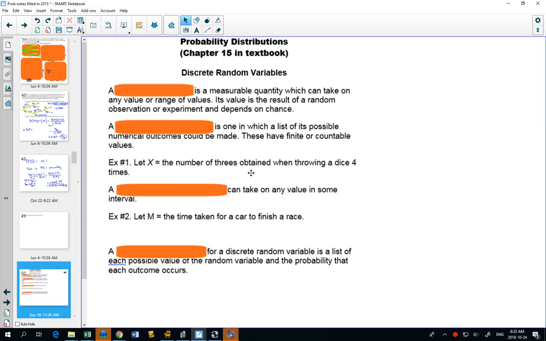Probability distributions. What is a random variable?